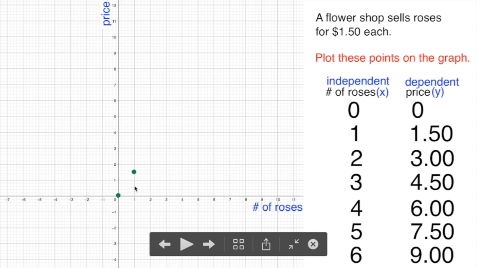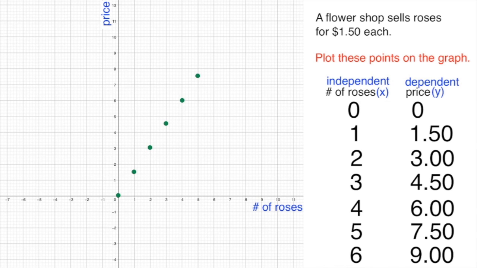Third point, 2 and 3. Start from the origin, go to 2, that's the x. Then go up 3, 1, 2, 3. Remember, this is 1 point, so it's going to be here. Then 3 and 4.5. So start from the origin, go 3 to the right, 1, 2, 3, and then go up 4.5. 1, 2, 3, 4, 4.5. And we do this for every point, and we're going to see we have 4, 6, 5, 7.5, 6, 9. We've plotted all those points.